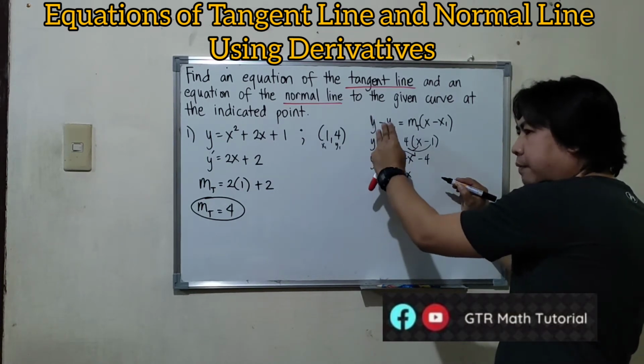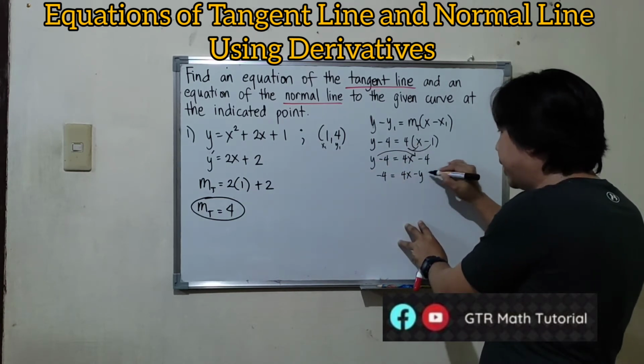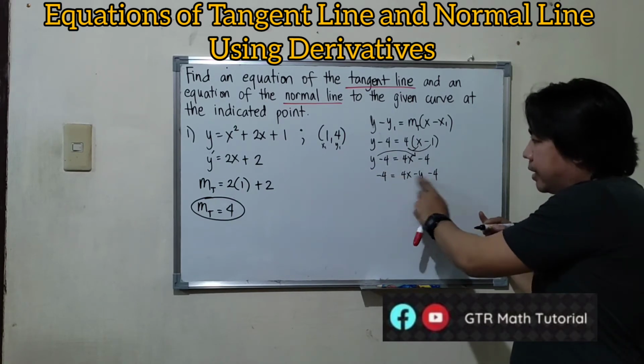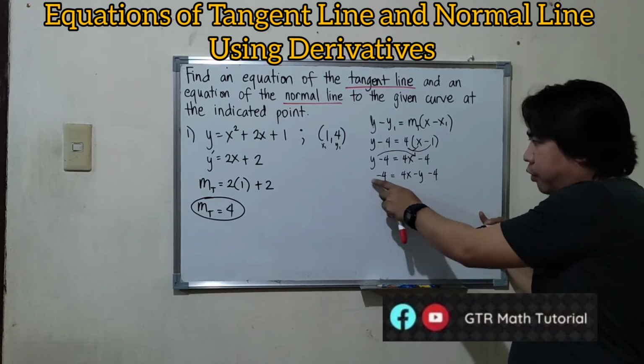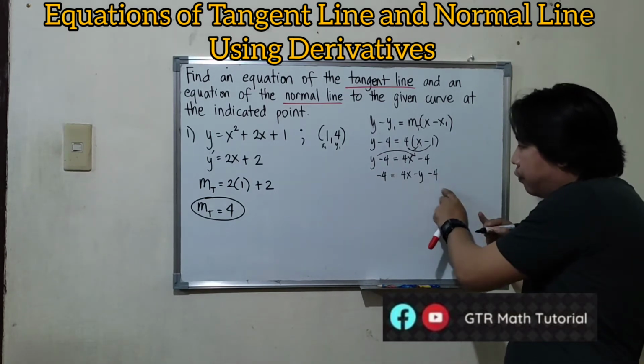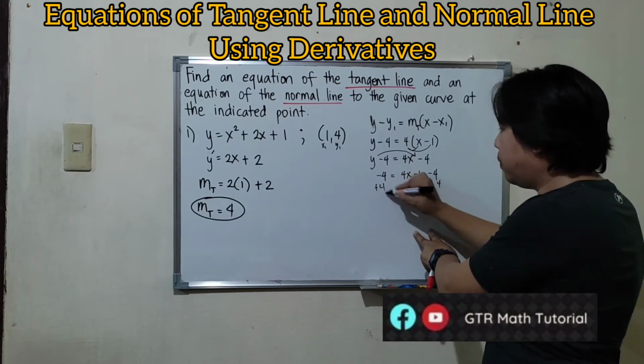So y in the left side will be cancelled out. It will go to the right side as minus y, minus 4. Then combine the constants. So we have negative 4 to the left and negative 4 to the right. Put negative 4 to the other side by adding 4 to both sides.